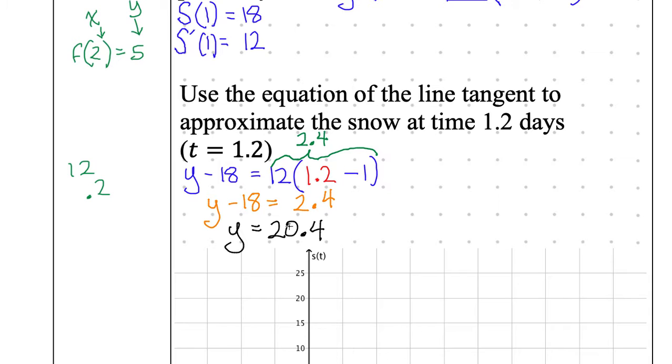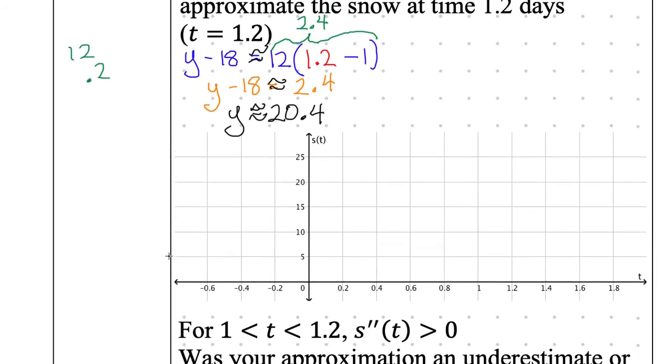And I guess if we're being very technical, we are now approximating, so y is approximately equal to 20.4. But we don't need to be technical when it comes to AP Calculus, but you guys can do a wavy sign here if you want. An approximately equal to sign. All right, so what's happening in terms of a graph?